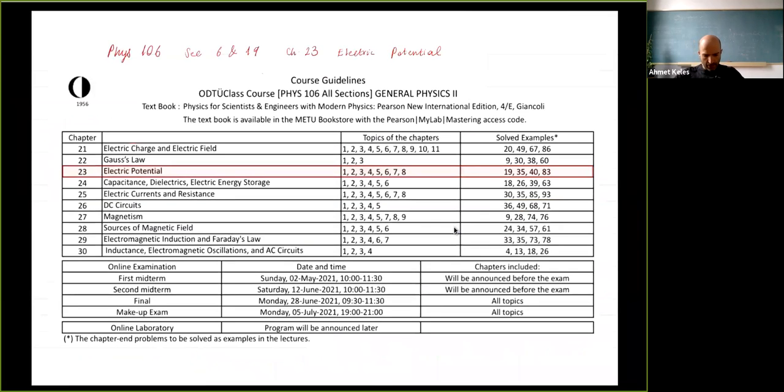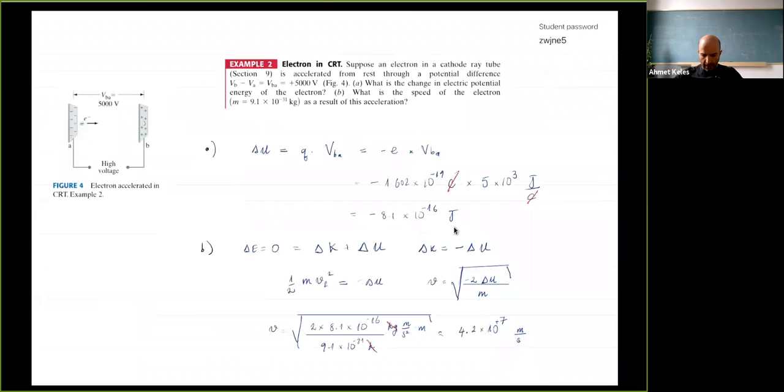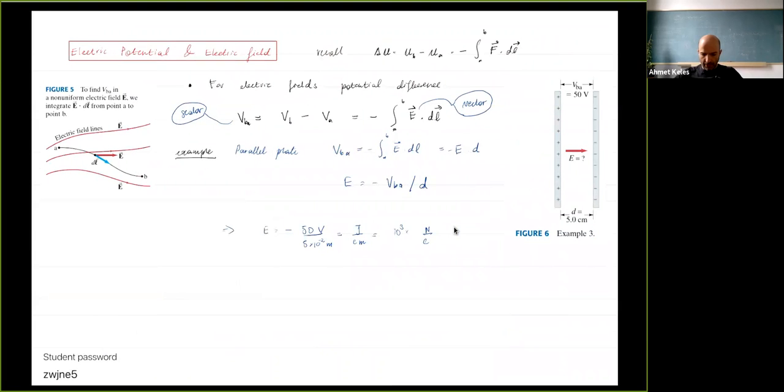So we are still going through chapter 23 and electric potential. And today I'll try to solve these problems. So the quick reminder, electric potential was defined as the electric potential energy per unit charge. And we could write it in terms of electric field as a line integral like this.